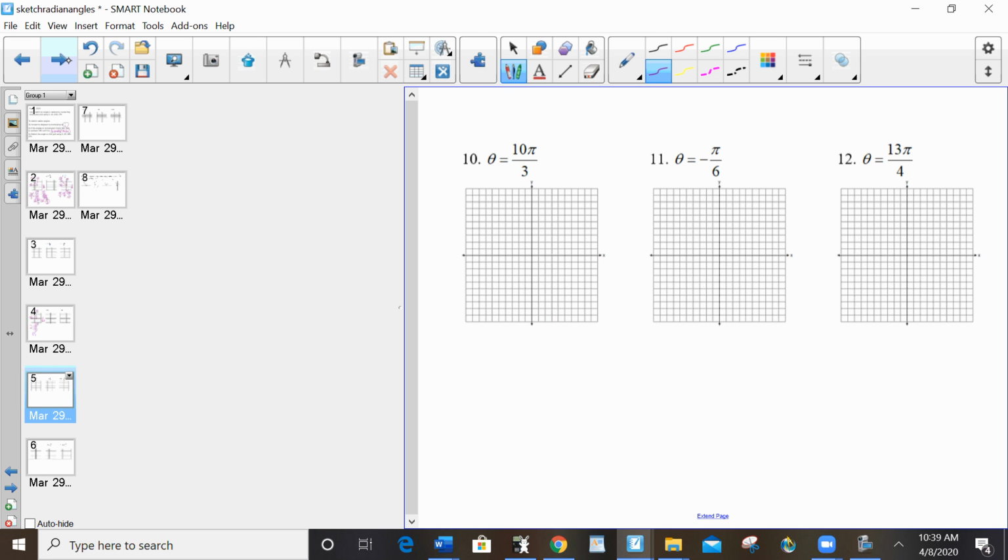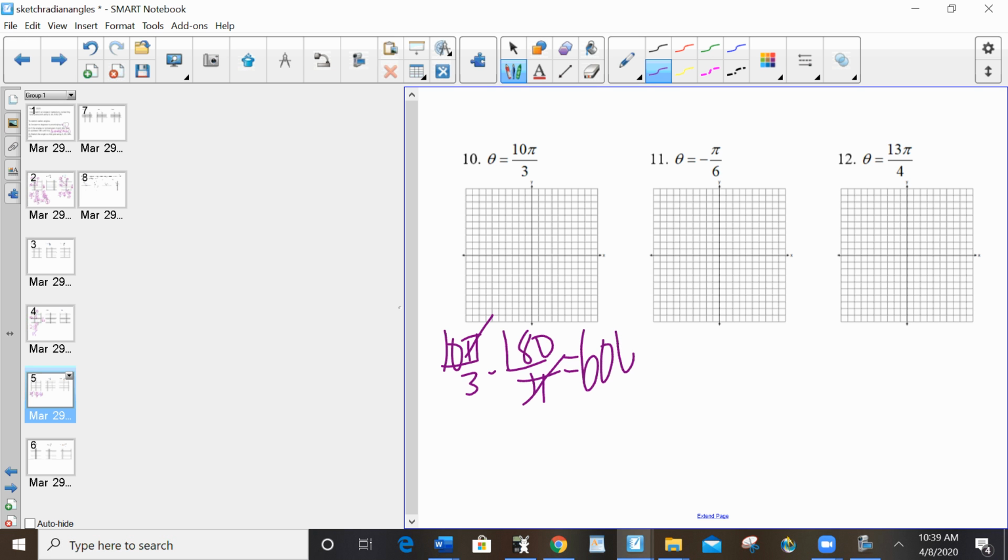Number 10. My first step is to convert to degrees by multiplying by 180 over pi. Pi's cancel. 10 times 180 over 3. I can use my calculator for that. It is 600.